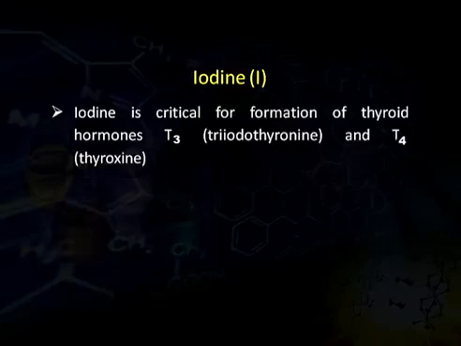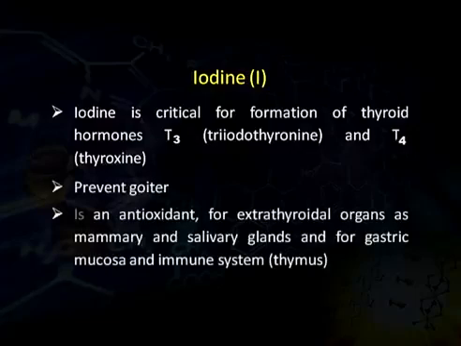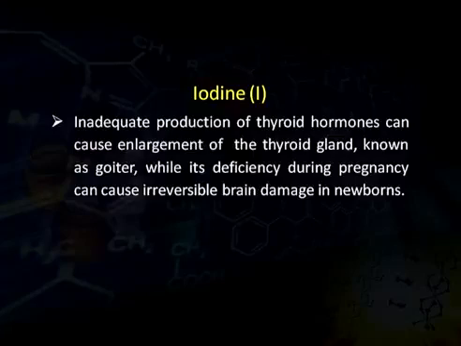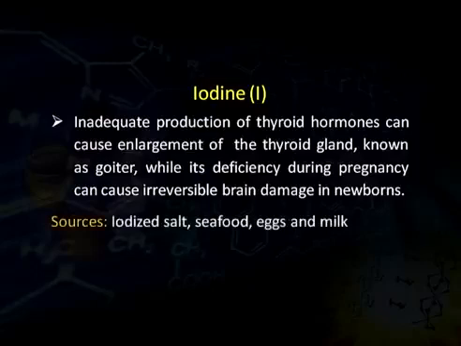Next element is iodine. Iodine is critical for the formation of thyroid hormones, that is T3, which is triiodothyronine, and T4, thyroxine. It also helps prevent goiter. It is an antioxidant for extrathyroidal organs such as mammary and salivary glands, gastric mucosa and the immune system, that is thymus. Inadequate production of thyroid hormone can cause enlargement of the thyroid gland, which is present in the neck of human beings, and this disorder is known as goiter, while its deficiency during pregnancy can cause irreversible brain damage in newborns. Its sources include iodized salt, seafood, eggs and milk.